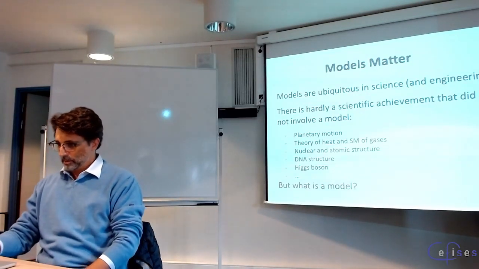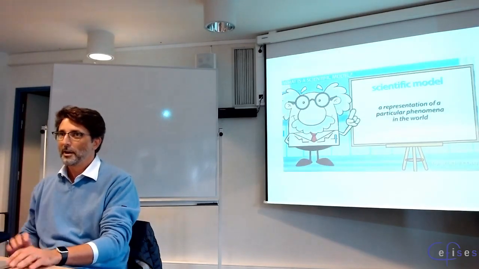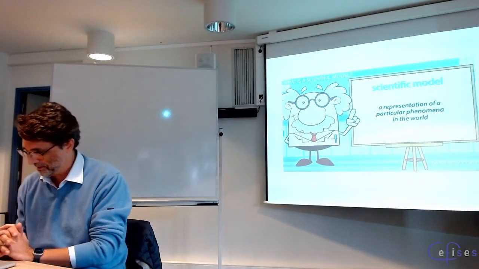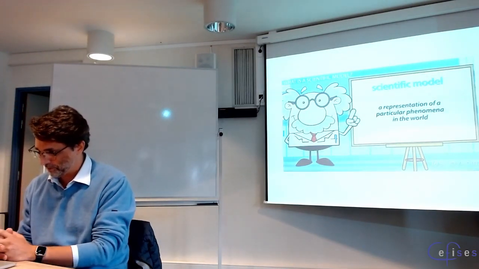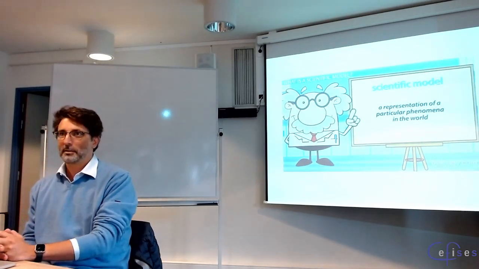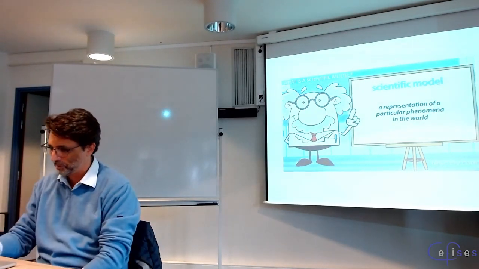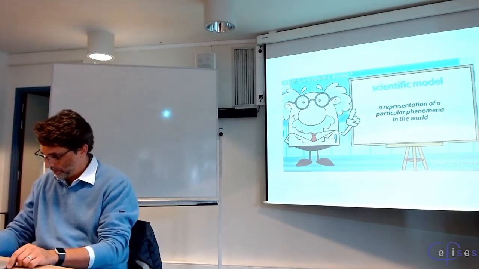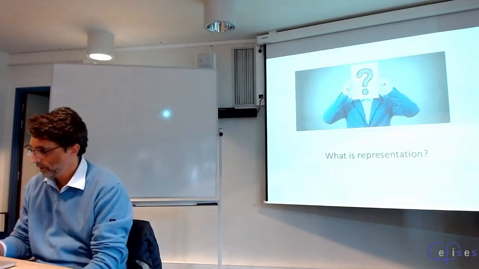So now I do what the modern scholar does: you type your question into Google, and on the first page you find this thing here that says a scientific model is a representation of a particular phenomena in the world. And that's not bad as a definition, although I will qualify that in the talk, but I use this as a motivator for the question I'm really concerned with, namely just what is representation. So that's what I want to talk about.